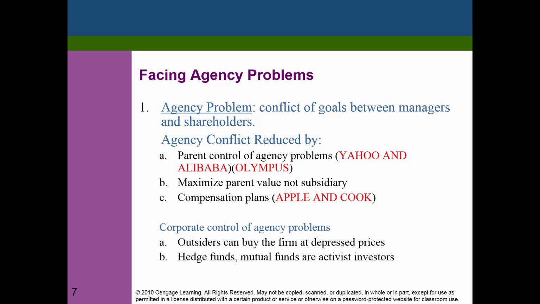Now, how can we control this? The first one is that agency conflicts can be reduced by parent control of agency problems. What that means is that the parent will make sure that the managers of the subsidiaries do the best to increase the value of the firm rather than to increase the value of their subsidiaries. And again, the parent can step in when they find that things are not good at the subsidiary.